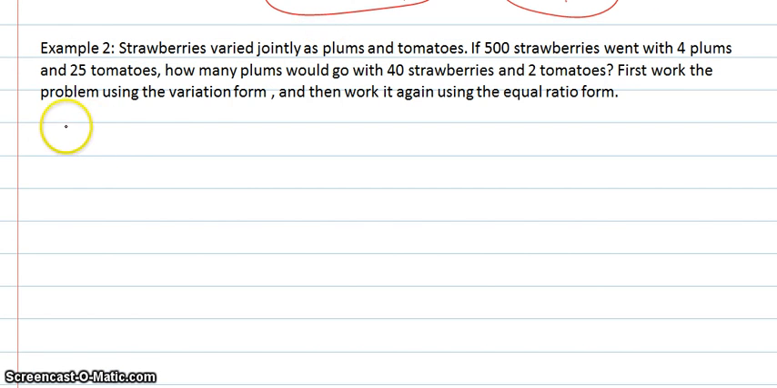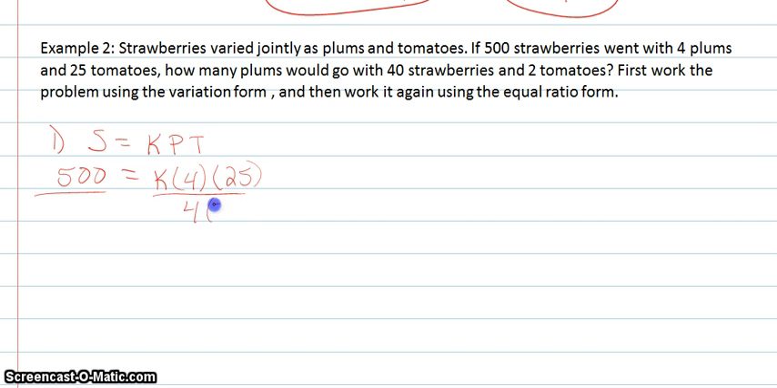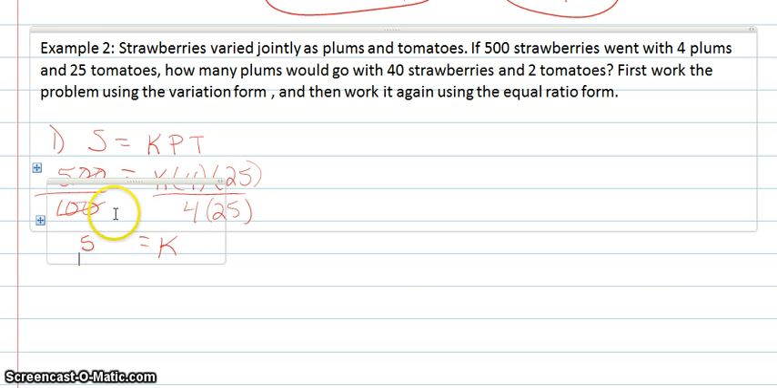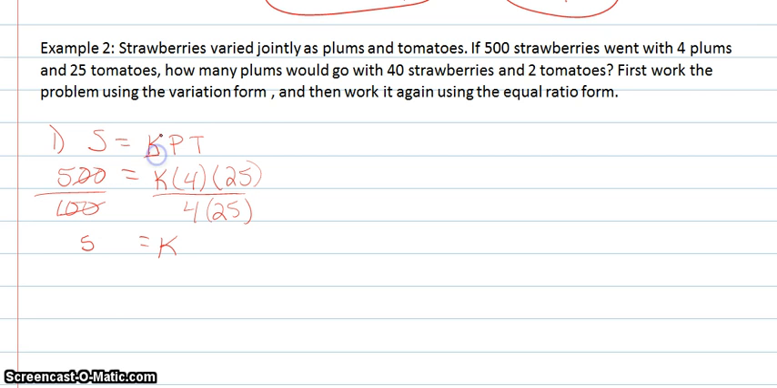Alright, so the first method, I have strawberries equals a constant times the number of plums and tomatoes. So we have 500 strawberries, then our constant k with 4 plums and 25 tomatoes. So if I go ahead and divide both sides by 4 times 25, which is 100, I know that my constant, k, is 5.